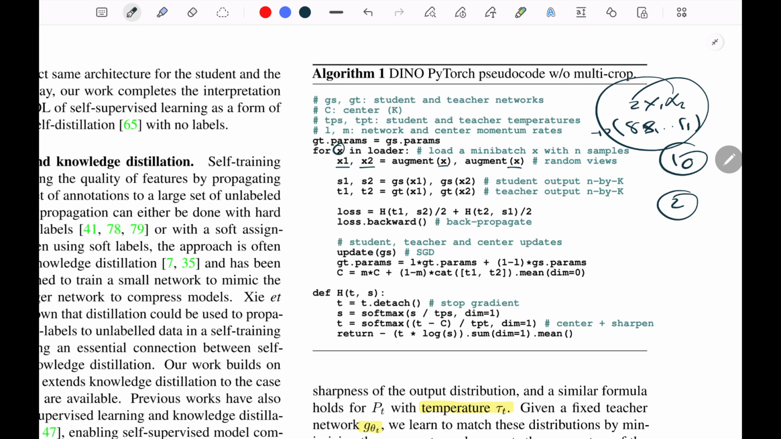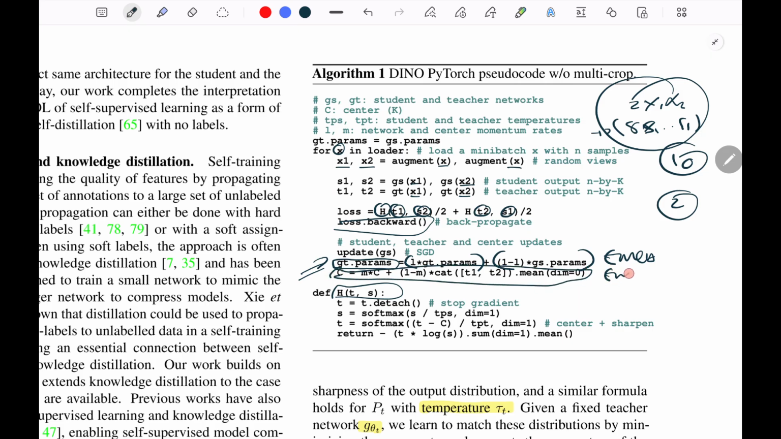So here you see the x1 and x2 of the student and x1 and x2 of the teacher. As I said, they don't compare the same stuff, so they compare t1 with s2 and t2 with s1, and they do a backward here. After that, we will come into the loss in a bit more detail. That is the loss they have, and after they compute the backward, they update the parameters. So this is a teacher update happening through EMA. This is the EMA or the Polyak averaging, and also this is the center averaging, which is also EMA.